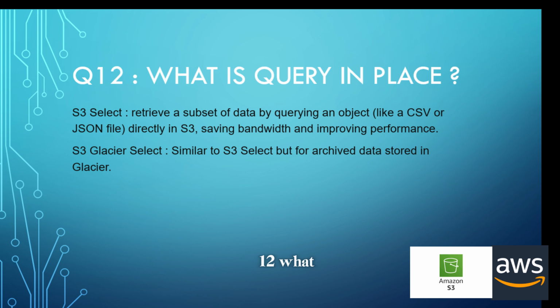Question number 12. What is query in place? S3 provides features to access data by using queries like SQL. First is S3 Select, which allows you to retrieve a subset of data by querying an object, like a CSV or JSON file, directly in S3, saving bandwidth and improving performance. Second is S3 Glacier Select, which is similar to S3 Select but for archived data stored in Glacier.